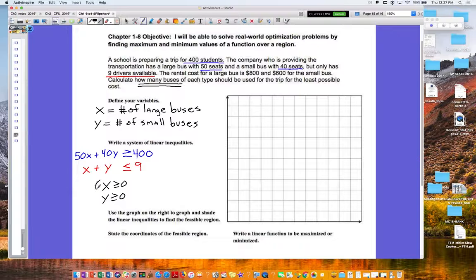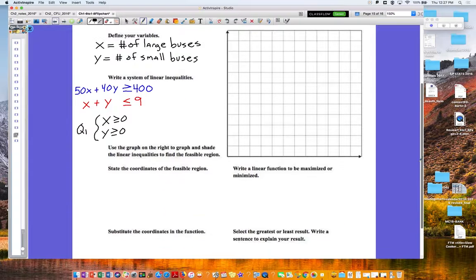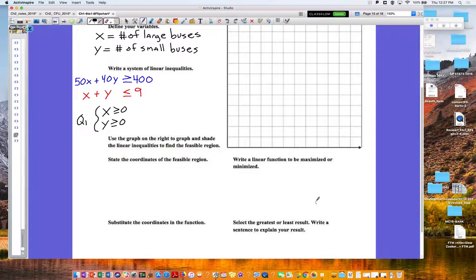Remember that these last two constraints tell us that we're basically in quadrant 1. So here is my x and y axis, and I know my solution is going to be in quadrant 1. So that's kind of nice, those are kind of graphed for us. Even to help myself here, I'm going to write large buses, since that represents x, and small buses for the y-axis.